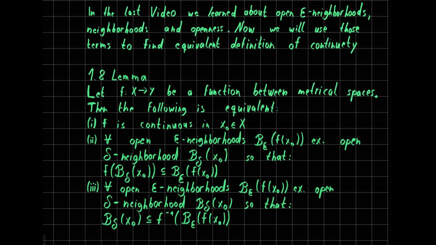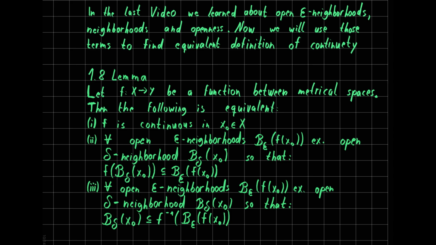Welcome to the third part of topology. In the last video, we learned about open epsilon neighborhoods, and openness. Now we will use those terms to find an equivalent definition of continuity, which with a bit more abstraction of the terms neighborhoods and openness will no longer require metrical spaces at the base of our definition. But to show that these definitions are equivalent, we first have to look at a lemma.